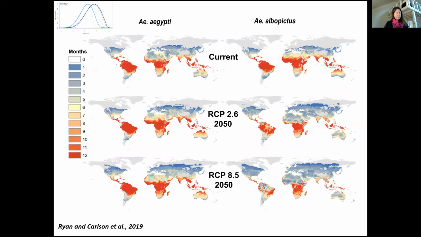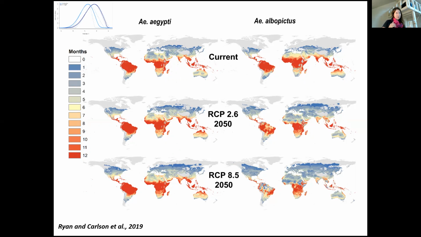So what happens when we put that on our future climate scenarios? We see that under different representative concentration pathways, in this slide, we have 2.6 and 8.5, 2.6 being the most optimistic future, and 8.5 being our least optimistic, now called business as usual, pathway. On the left, we have Aedes aegypti, which is that hotter yellow fever mosquito, and Aedes albopictus on the right, which is the cooler mosquito.